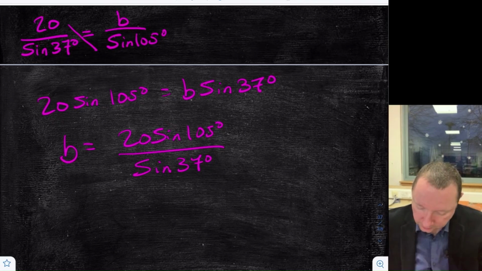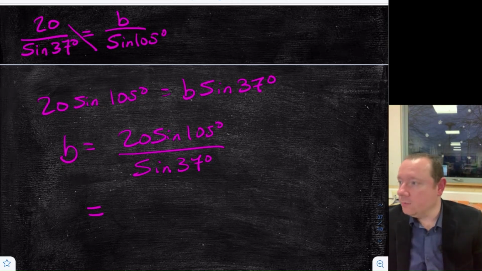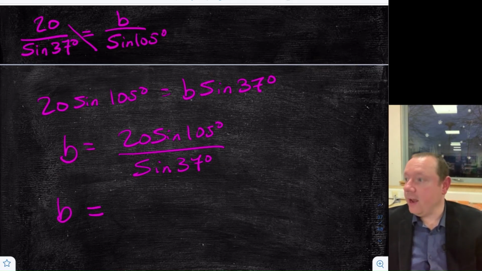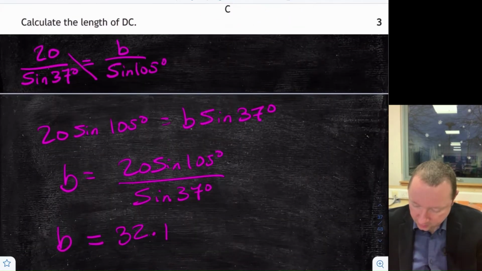So now I just get a calculator and straight away work that one out. Get an answer for B of 32.1. Just check my units, centimetres.